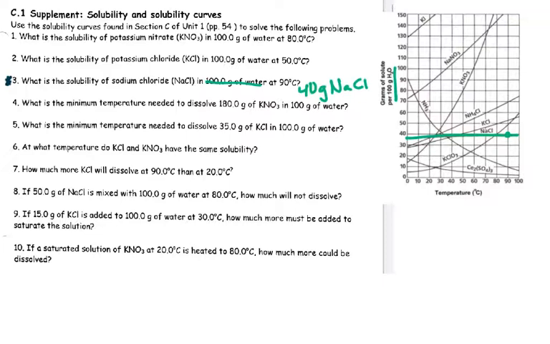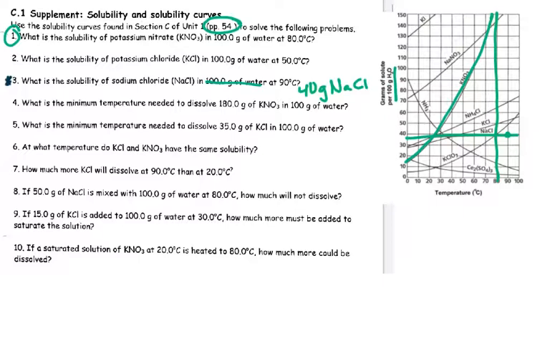Just as a little side note, number 1, you actually do have to use the graph on page 54 because it goes off the graph. You can see KNO3 is right here, and it's asking you for 80 degrees Celsius, which is here. So they don't actually meet on this graph, but the one in your book on page 54 does go higher. So you will need to use the one in your book for number 1. But for all the rest of them on that whole page, you can use this graph.